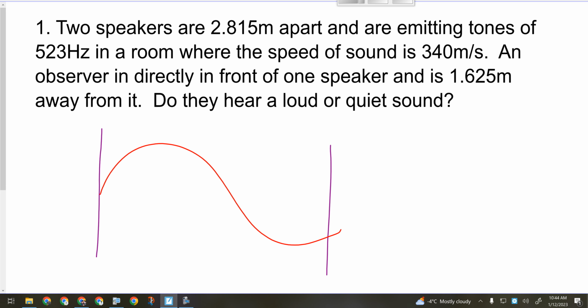Oh, that's terrible, that diagram. Let's just pretend it's not terrible. We can't even pretend. Should have drawn that line first.